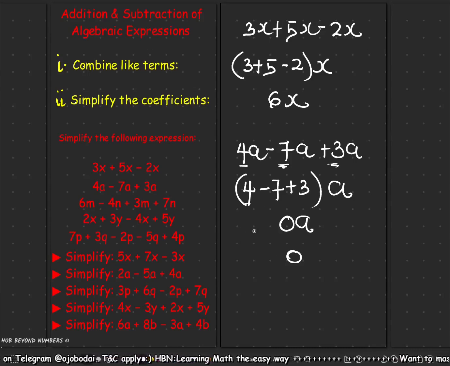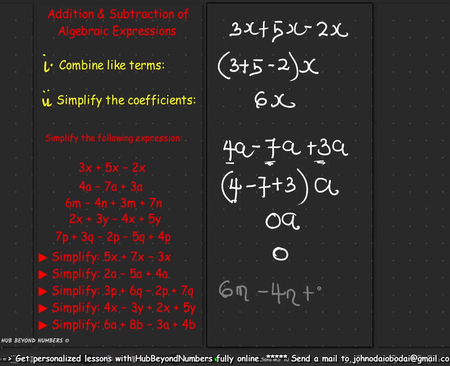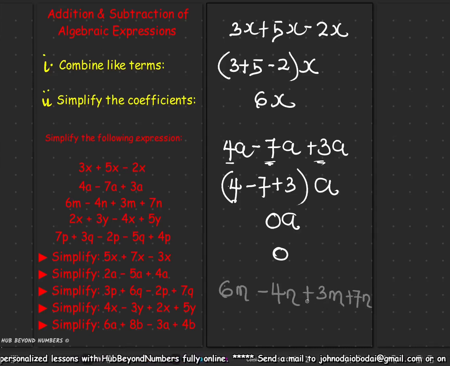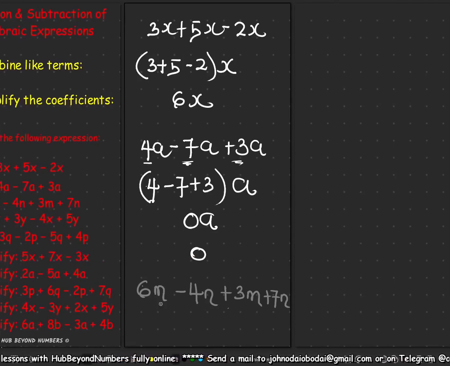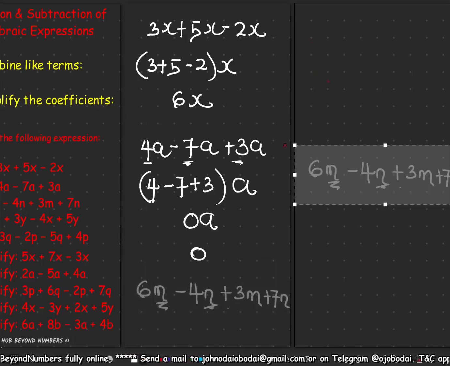Now let's take the next one. The next one says 6m minus 4n plus 3m plus 7n. If you take note of this, comparing it to the previous ones we've done, realize that in this one there is an m and then there is also an n. Okay, so let's just do it on our next page over here.